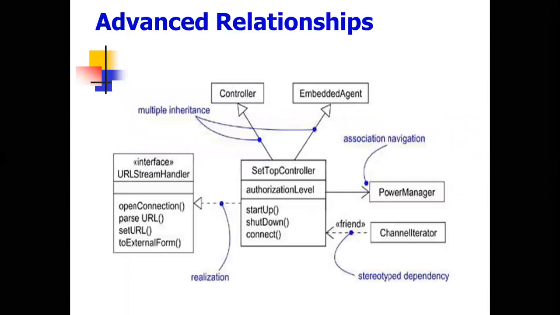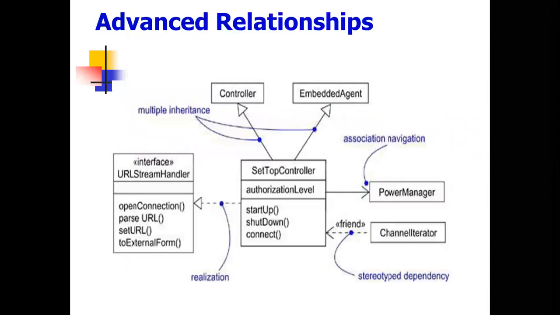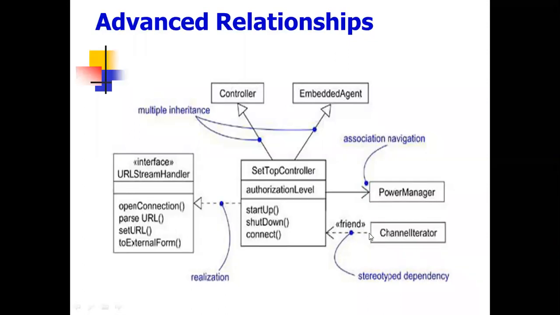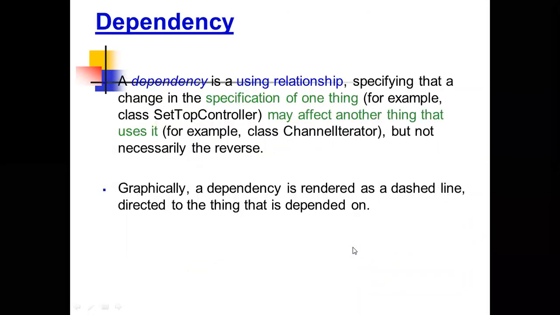Here you can see this is the dependency relationship. See what it affects with the channel iterator class. Here you can see the dependency between the set top controller class and the channel iterator class. See the stereotype, and how to assign the dependency, a dashed arrow. This is the dependencies example. It is rendered as a dashed line directed to the thing that is depended on.